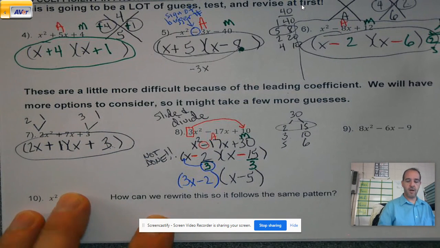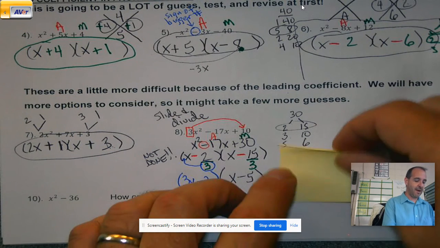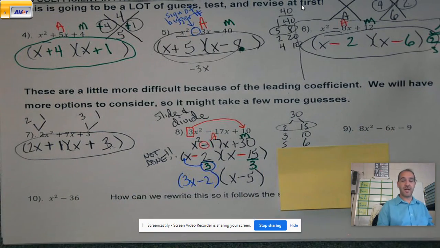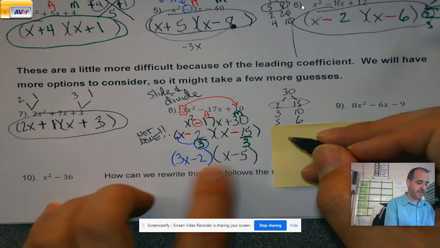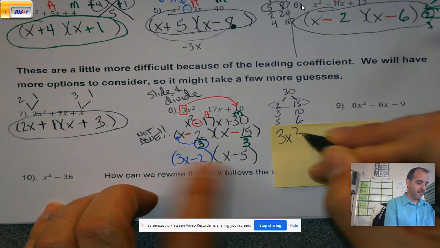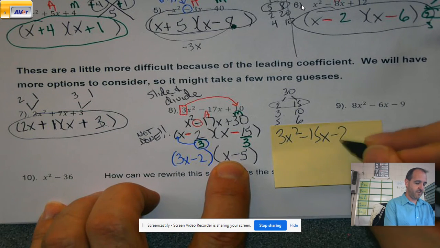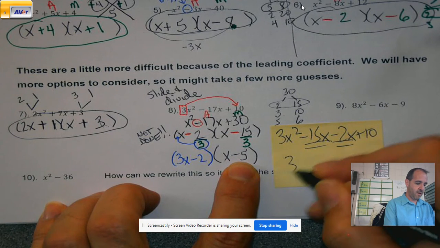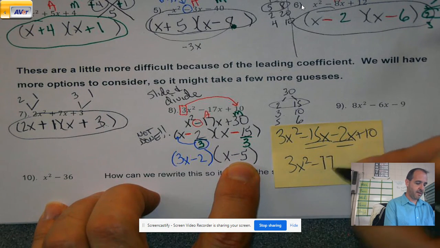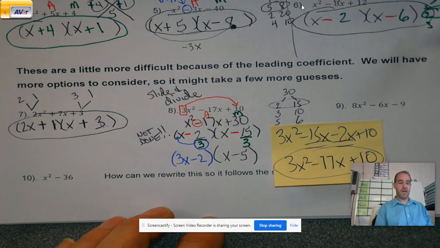You're like, what? Okay. Now, for some of you looking at that, you may think at the beginning, that's a lot of work. But for some of these where you get into some larger guess and check, it's going to be your call. And if doing the in-your-head multiplication isn't your thing, because again, let me test it. 3x times x is 3x squared. 3x times negative 5 is negative 15x. Negative 2x. Positive 10. And we end up back at the beginning, okay?